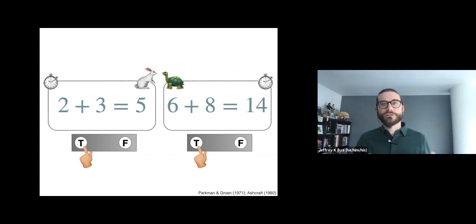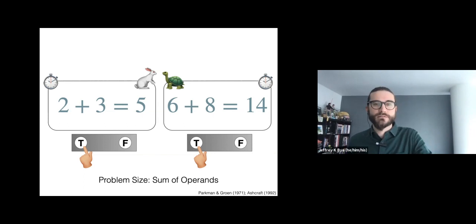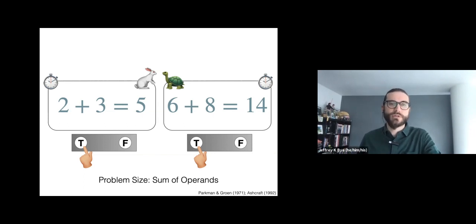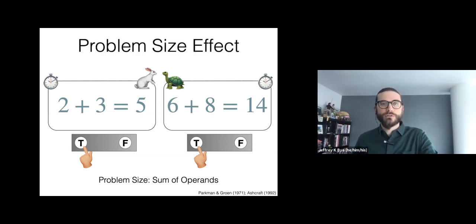The important factor between these two problems, as found by decades of research, is the problem size. Here we operationalize this as the sum of the operands. This has been called the problem size effect. But in addition to the problem size effect, we also have seen from research that subtraction problems tend to take a little bit longer than addition problems, which raises a question.